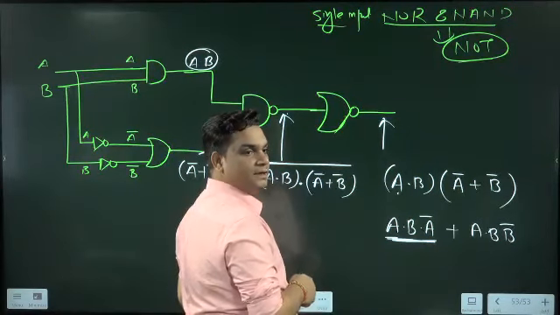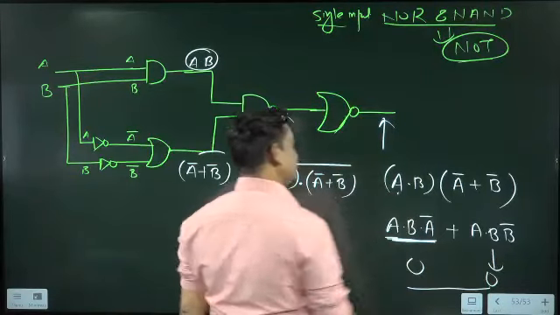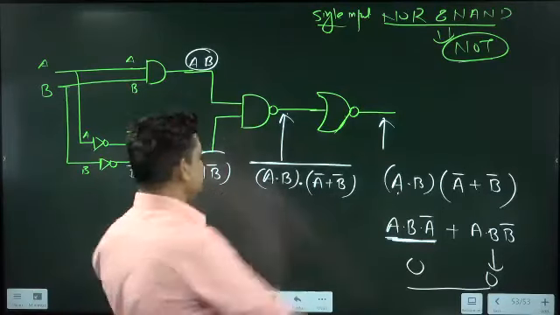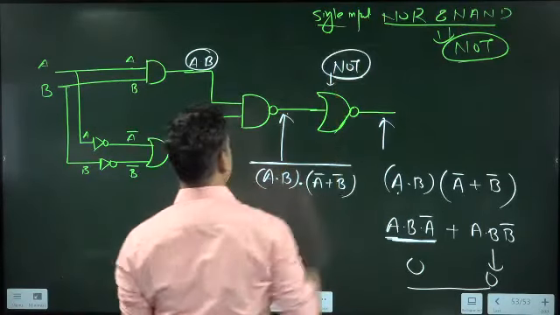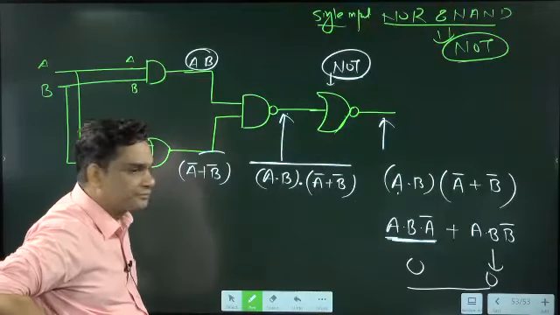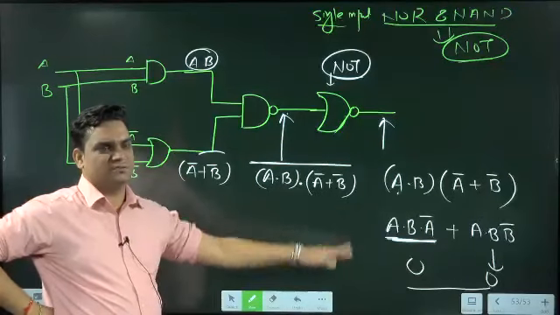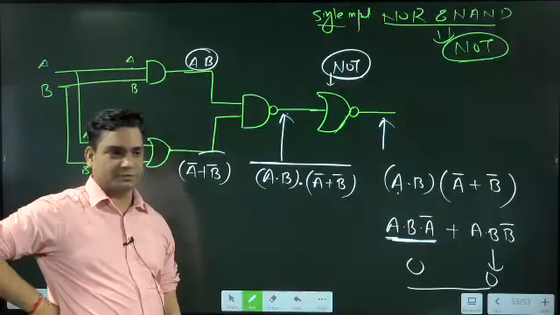Okay, and this B bar is also 0. 0 plus 0 is 0. So what is the result of this one? Finally 0. Okay, and this is behaving like your NOT gate. It will remove the bar here. Then like this we have to simplify. You need to practice these questions; you can practice some questions from the notes.